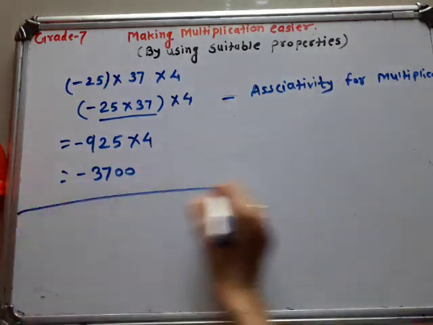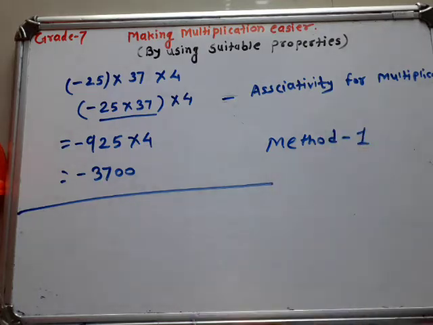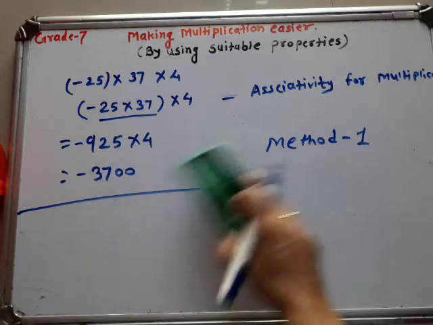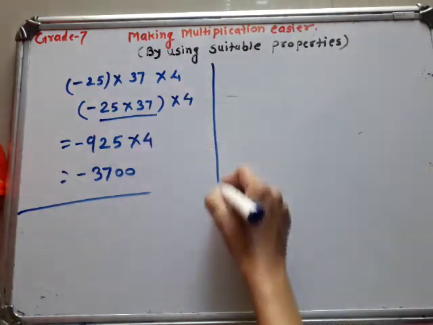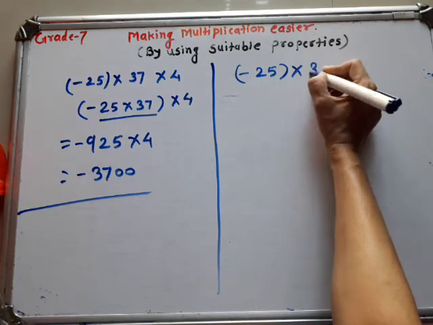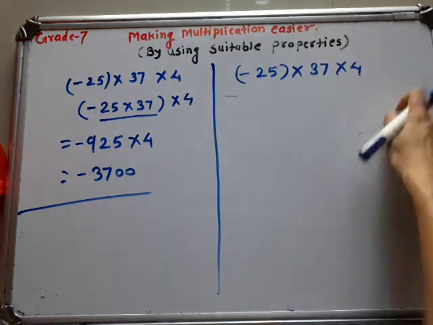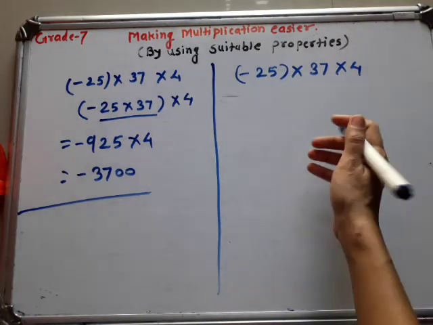Okay, this is one way, but now we make it easier. This is one method, and it is a little difficult. Now we solve the same question by using another, easier way. So how to solve this? See here, suppose your numbers are the same. This is your question: 25 multiplied by 37 multiplied by 4. Now you have to solve this question.